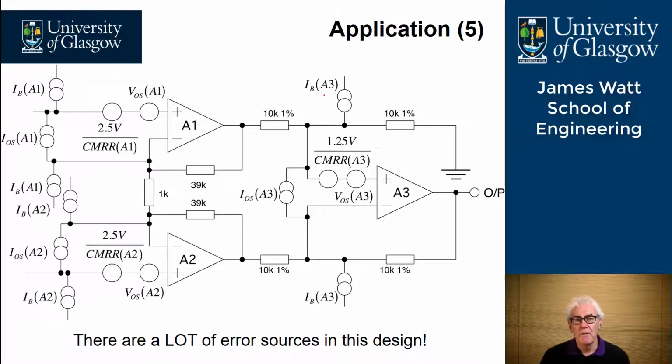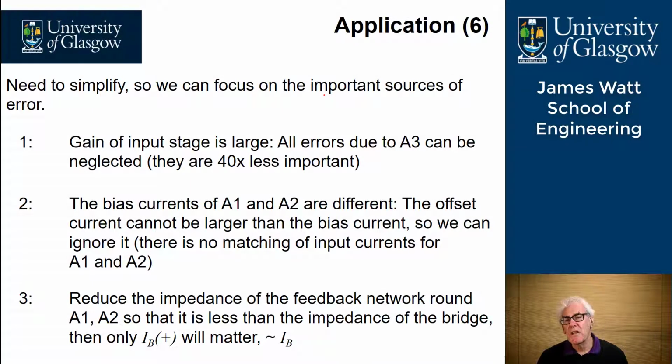Is there a way we can simplify it? Let's consider what the application is and consider what we're trying to do. So first thing we can do is we know the gain of the input stage is large, so any errors due to the difference stage for gain can probably be ignored because they are 40 times less important. The bias currents of A1 and A2 we know to be different, but we also know that the offset current cannot be larger than the bias current.